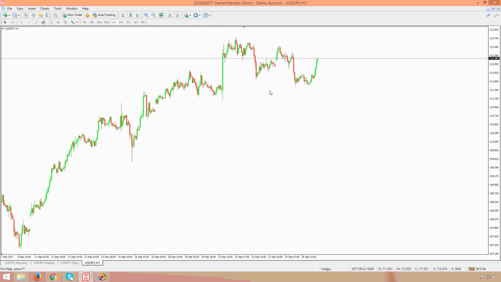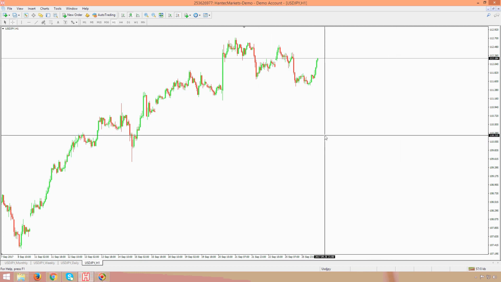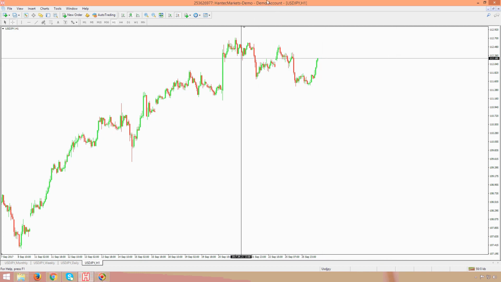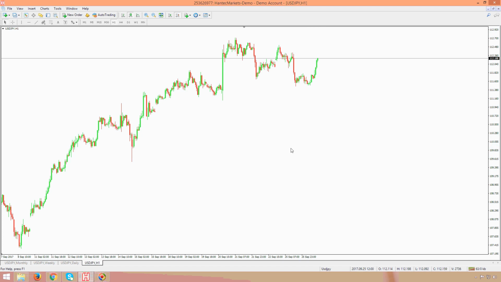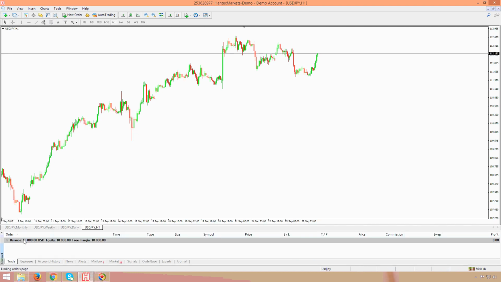You don't have to worry about everything we do here, as this is a demo account, as you can see here. It belongs to this broker, but only because I opened a demo account and they are free to open and there is no additional cost. If you click on the terminal here, you will see the balance is $10,000, equity $10,000, free margin $10,000.